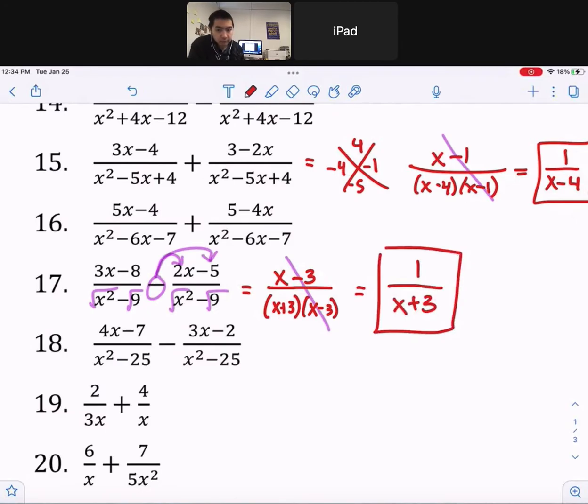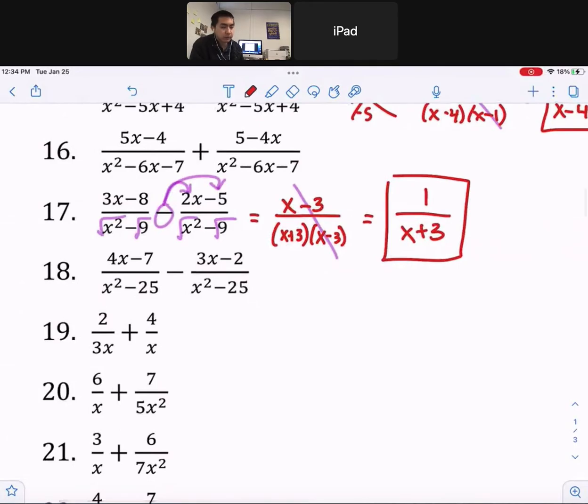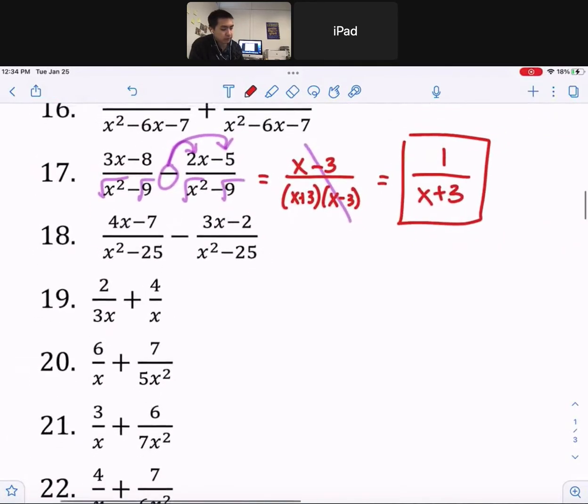Okay, now we get into some interesting problems. We have to get both of those to be the same denominator. So let's find the LCD. The least common denominator between these two, you guys, is 3x. So we have to get them both to be 3x. We don't do anything with this because it's already 3x, right? But this, you guys, to get that to be 3x, we've got to multiply top and bottom by 3.